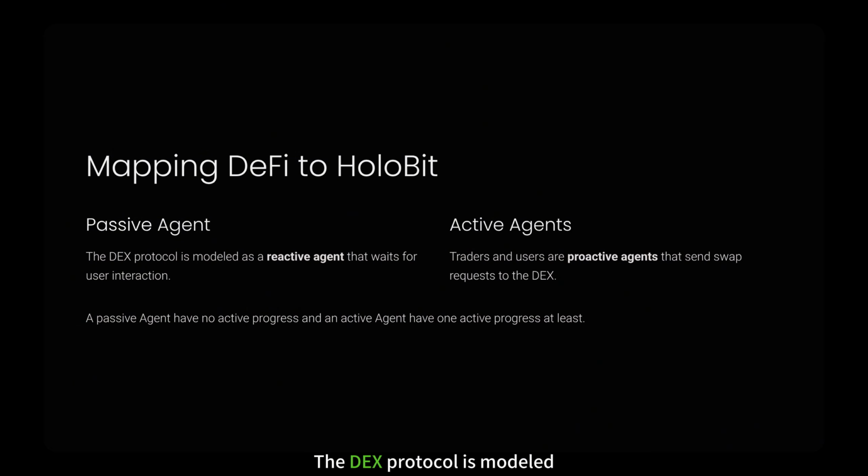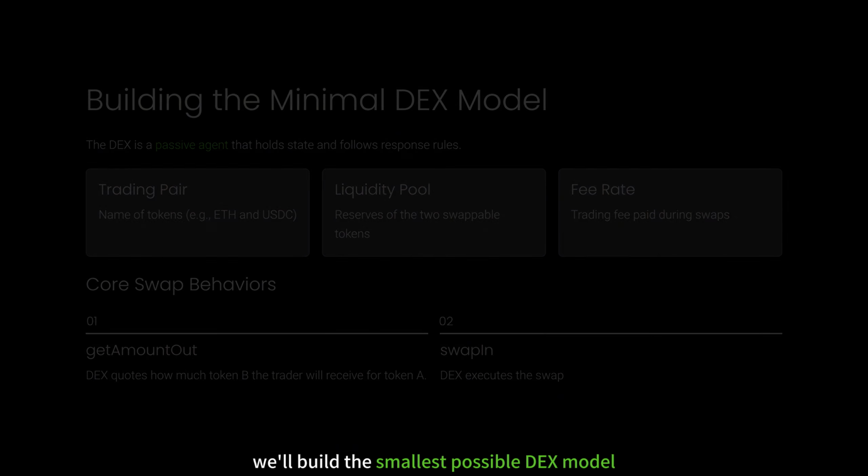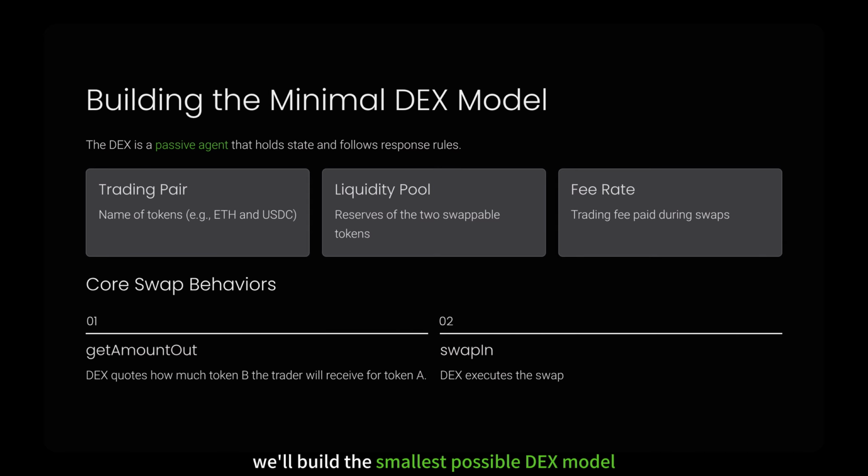The DEX protocol is modeled as a passive or reactive agent that waits for users to interact with it. Traders and other users are modeled as active agents that proactively send swap requests. Starting from this mapping, we'll build the smallest possible DEX model. Let's start with the DEX, which we treat as a passive agent. The DEX does not initiate actions by itself. It simply holds its state variables and follows a set of response rules.